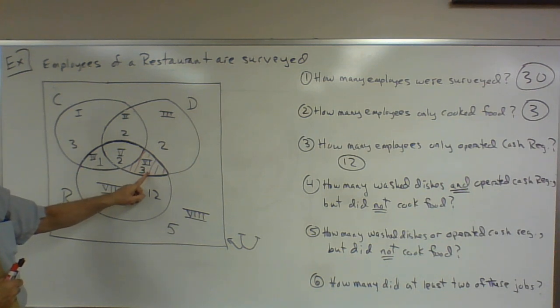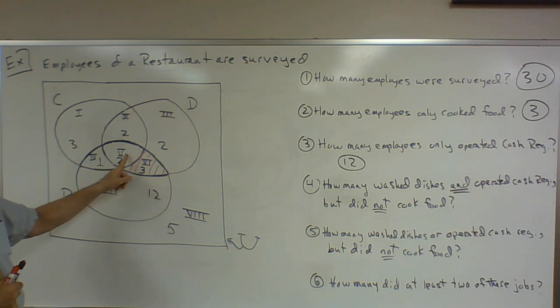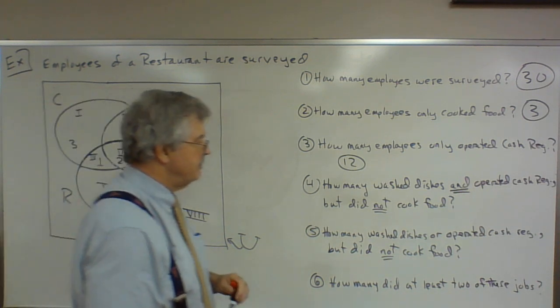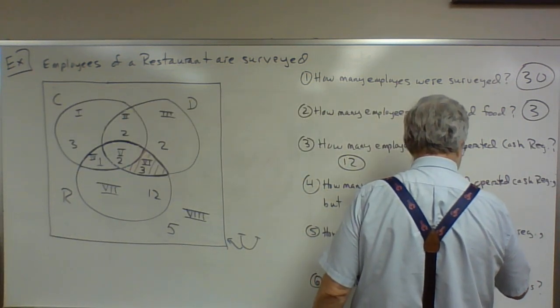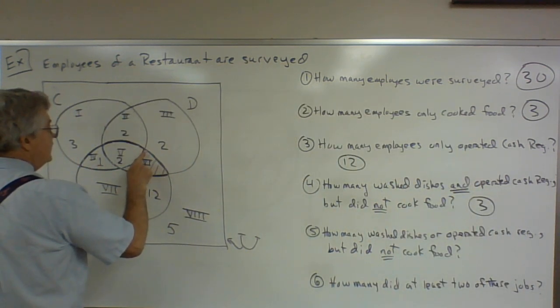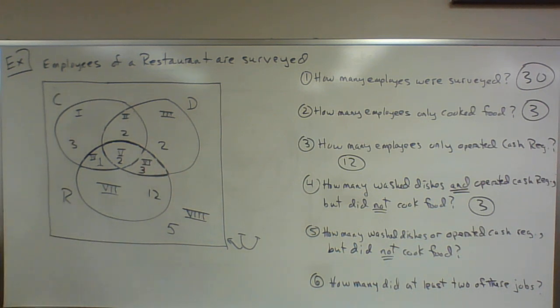Does it make sense? Let's see. People in this region wash dishes because they're in the dishes circle. They operated the cash register because they're in the cash register circle. But they're not in this region, so that means they didn't cook food. Yep, that's exactly right. This region is the region we want. 3 people. Okay. Wow, once we get this Venn diagram filled out, these questions are a snap.